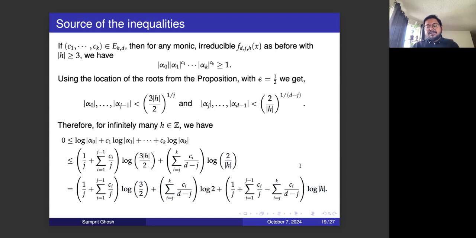Now, note that we are saying that this is true for infinitely many values of h, right? For infinitely many values of h, you can find such an irreducible polynomial. And so that means that in order for this entire thing to be positive, the coefficient of log mod h has to be positive, because these others are always fixed. So as you take larger and larger values of h, this really grows. So the coefficient of log mod h has to be positive. So that's what gives you the inequality.